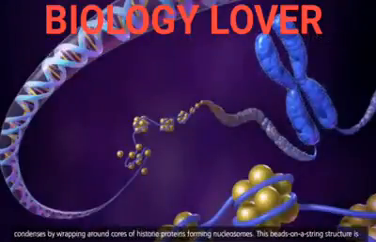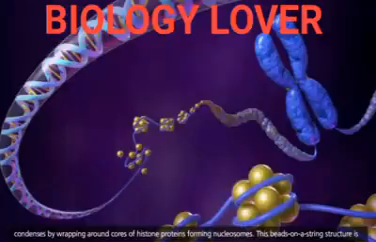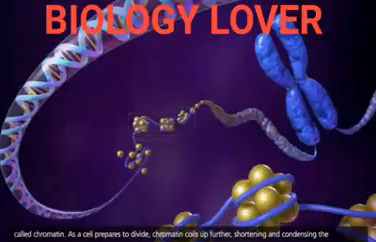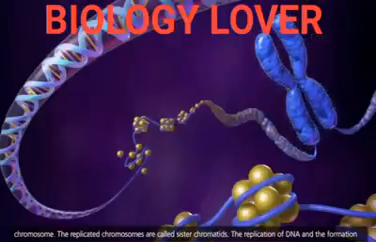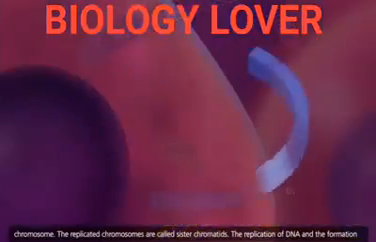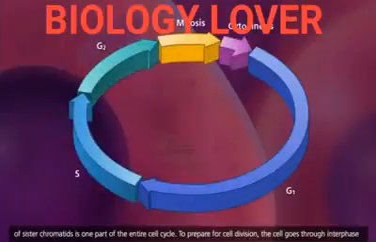DNA condenses by wrapping around cores of histone proteins, forming nucleosomes. This beads-on-a-string structure is called chromatin. As a cell prepares to divide, chromatin coils up further, shortening and condensing the chromosome. The replicated chromosomes are called sister chromatids. The replication of DNA and the formation of sister chromatids is one part of the entire cell cycle.